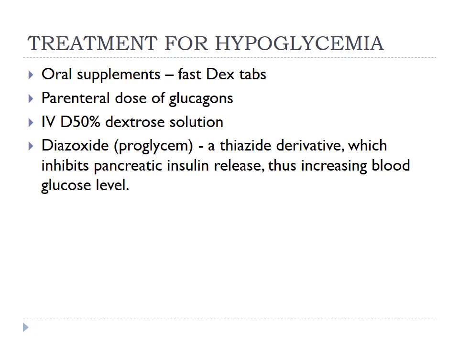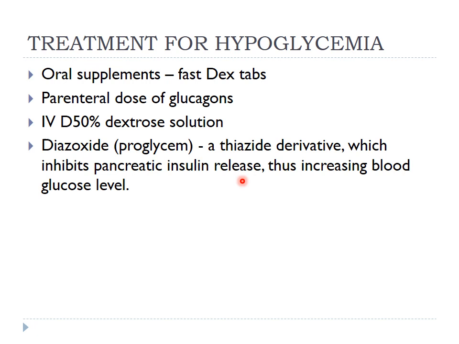We can also give an IV or subcutaneous dosage of glucagon. For IV purposes, we can give straight sugar and water IV as well. And there's this other thing called diazoxide, Proglycem, which is a thiazide derivative, which inhibits pancreatic insulin release and thus increases blood glucose level. What do you think this one will be used for? Type 1 or type 2? Take a wild guess. Thiazide derivative, which inhibits pancreatic insulin release.